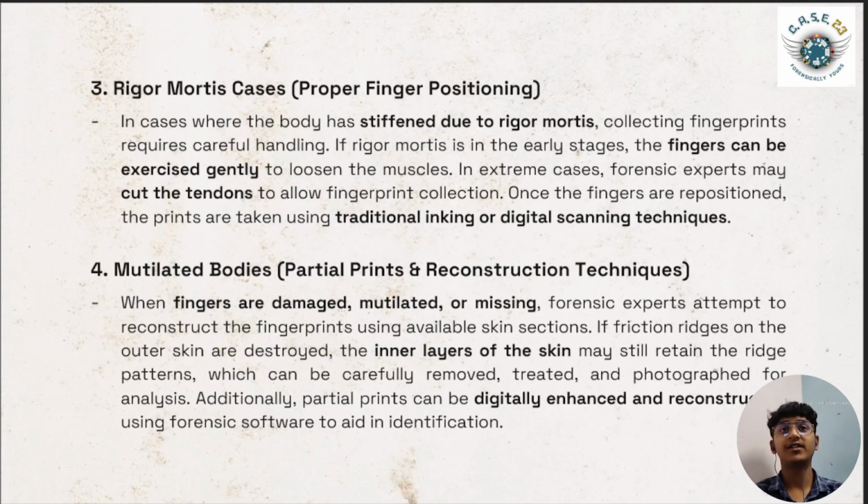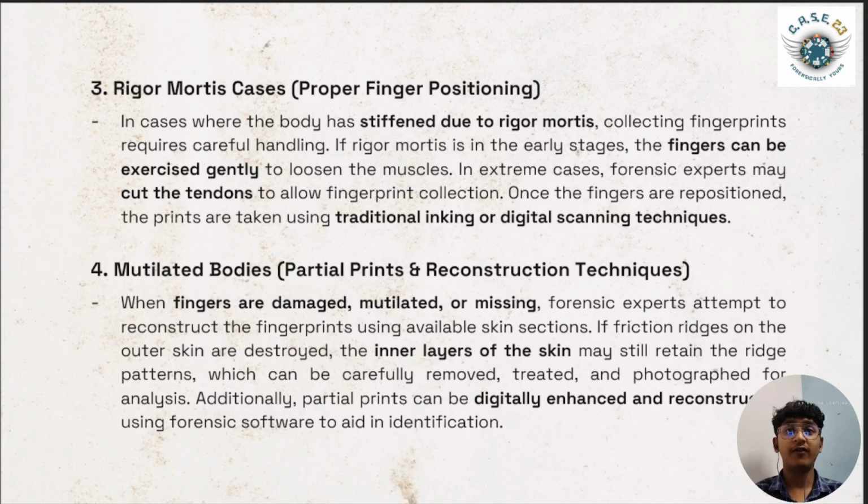Third is rigor mortis cases. This happens when the body stiffens after death due to biochemical changes in the muscles. Now you can imagine how difficult it becomes to position the fingers for fingerprint collection. So what do forensic scientists do? If rigor mortis is in the early stages, they gently exercise the fingers to loosen the muscles. But in extreme cases where the stiffness is too severe, they may have to cut the tendons to allow movement. Once the fingers are properly positioned, the prints are taken using traditional inking methods or modern digital scanning techniques.